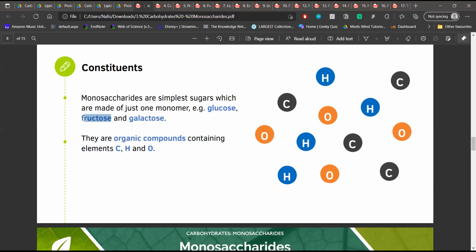Interestingly, fructose can also be used in respiration as a secondary breakdown product. So you basically convert fructose back into a hexose sugar and then reuse that. Galactose can't. Galactose has to be converted first.